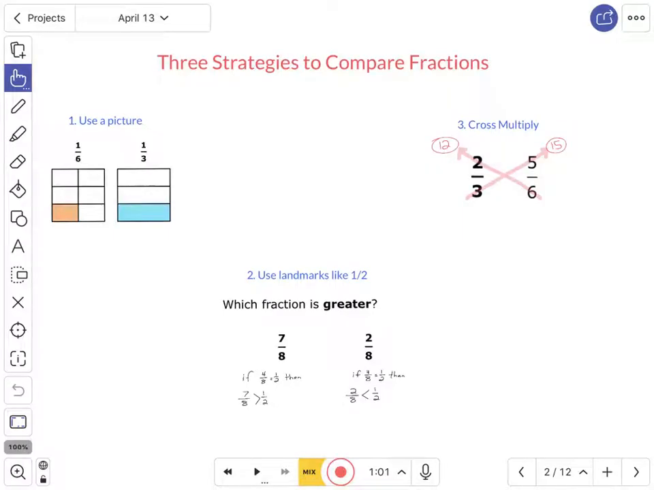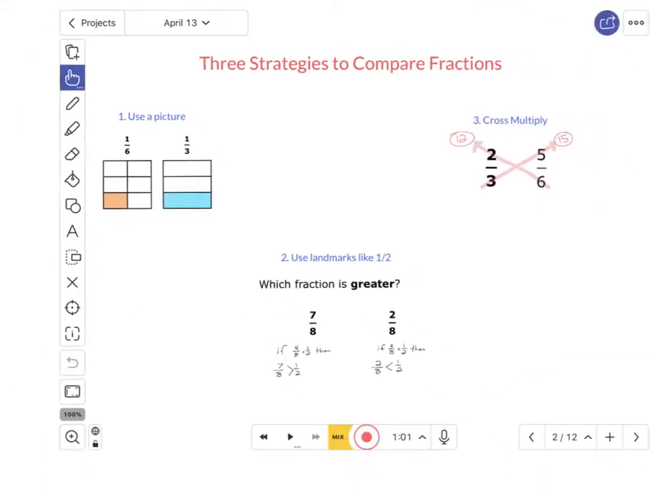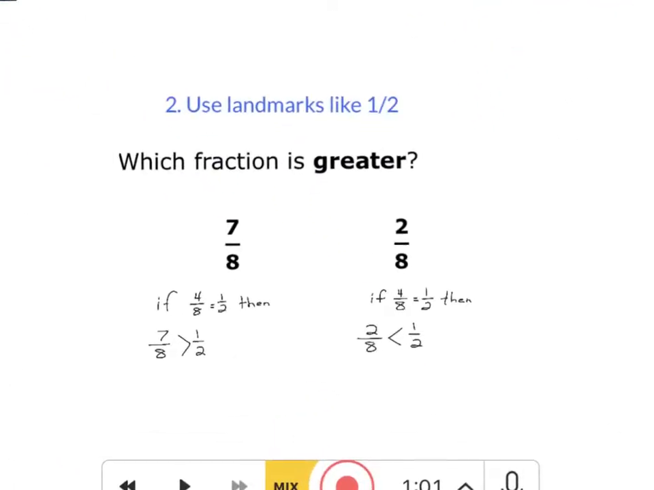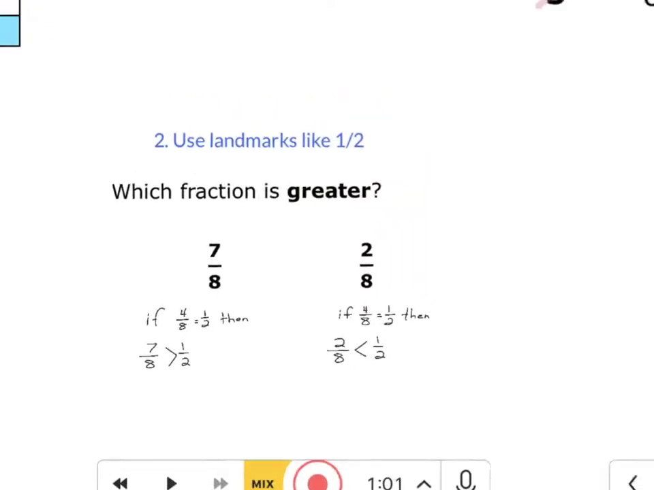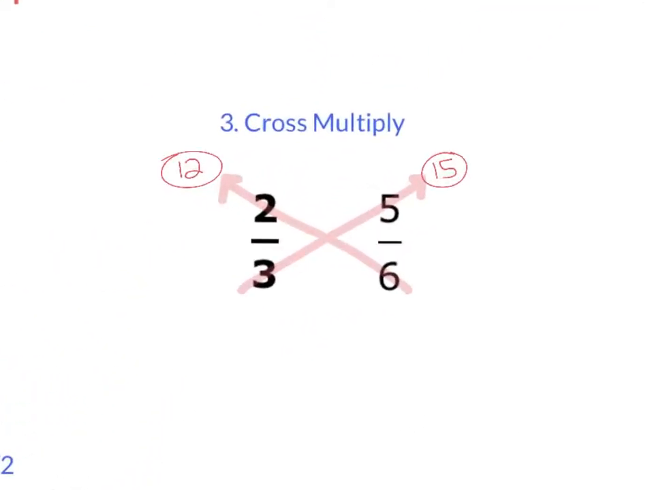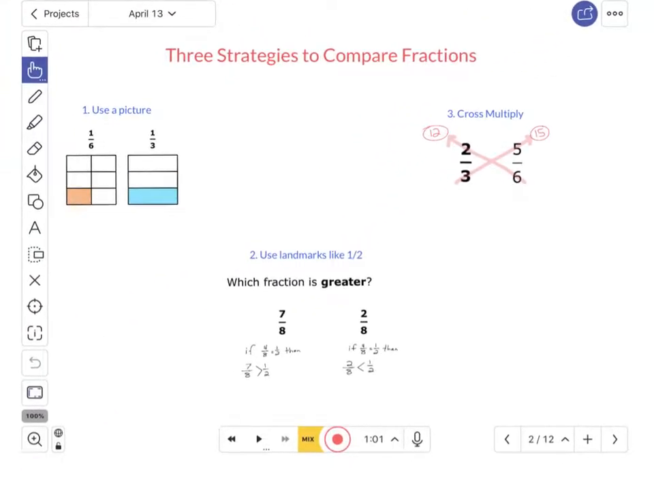Remember the strategies trying to compare fractions. You can always use pictures if you need to draw them out. Today we're going to look at finding a landmark or a benchmark like the fraction 1/2 in a little more detail. And my favorite, again, you can always cross multiply. Those are 3 strategies when you're comparing fractions.